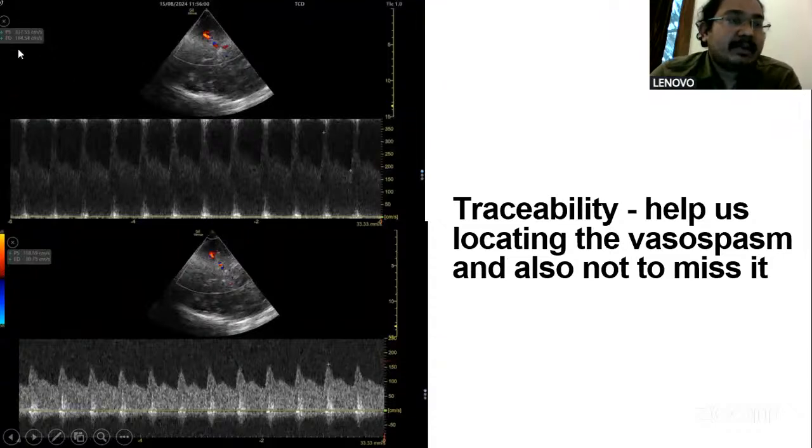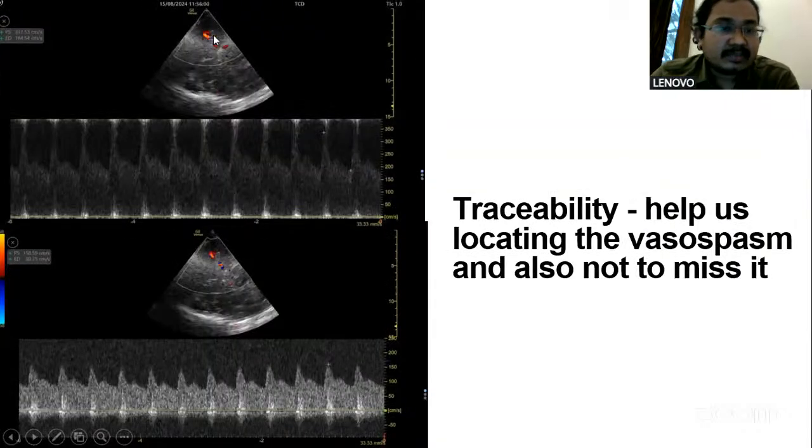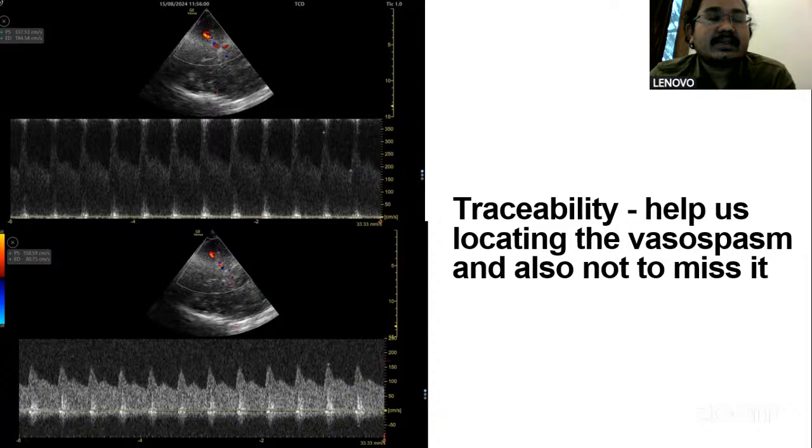This is where we get peak systolic velocities of 337 and diastolic velocities of 184. If we calculate mean flow velocity, this is coming around 230 odd number. So the velocities are highest here, and this is the focal point of vasospasm. So if you come down here, the velocities have again decreased. So if you compare this particular point to this particular point, we have got highest velocities here. So we can say that this is a point of vasospasm, and this is what traceability is.